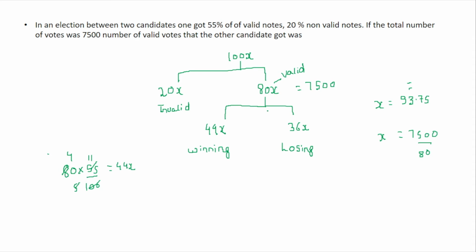After doing this, what you need to calculate is the number of votes received by the losing candidate, that is 36x. So 36 into 93.75, the value of x that we put. This is 3375. So 3375 votes were received by the candidate who lost the election.